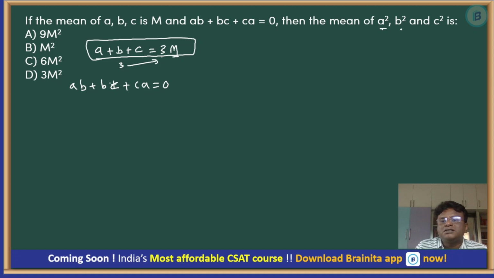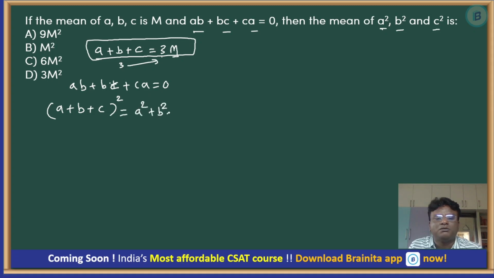Now what is asked? The average of A square, B square, C square. That means somewhere I have to square this number. If you have practiced algebra a lot, you can immediately see that these terms are from the square of A plus B plus C. So A plus B plus C, when you square, is A square plus B square plus C square plus 2AB plus 2AC plus 2BC. Sorry, this is the square.